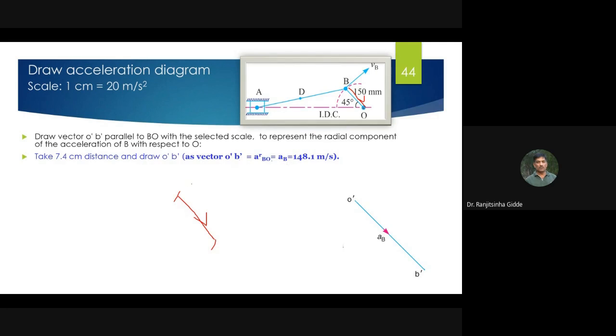So this acceleration of BO in the previous slide is displayed and its value is 148.1 meter per second square. So by using the scale, we can get approximately 7.4 centimeter. So just check, 7.4, is it correct? 148 divided by 20.